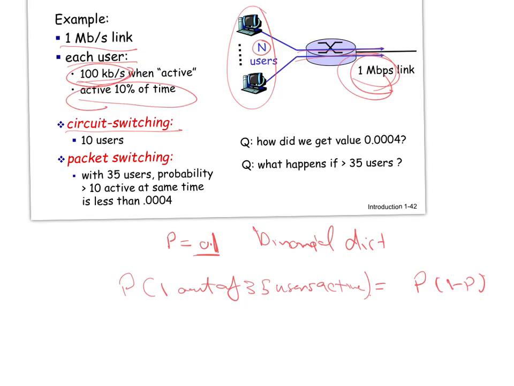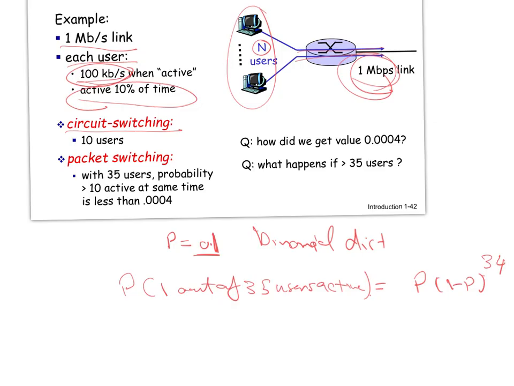Okay? That means AND together. AND in probability means multiply, right? So all of the others are not active, and this one is active. Is that it? No. Why? Because this is the probability that a specific user is active and the 23 others are not active.